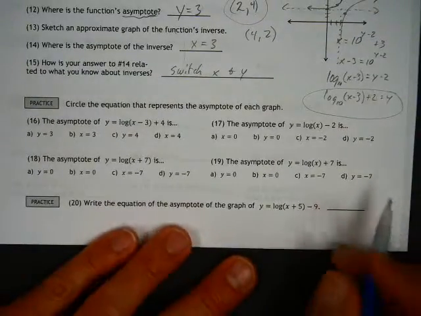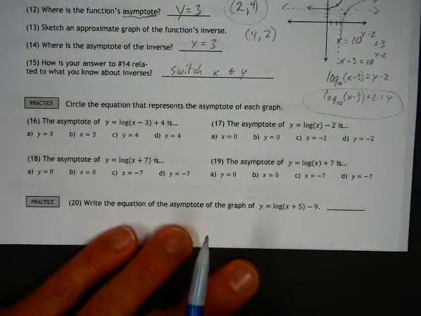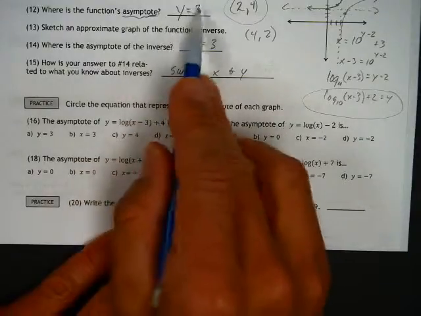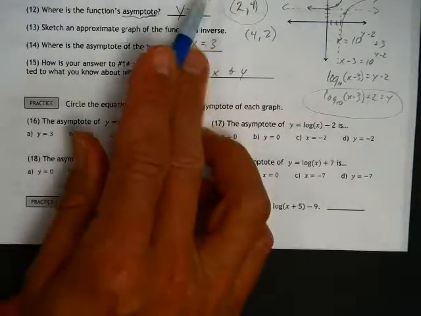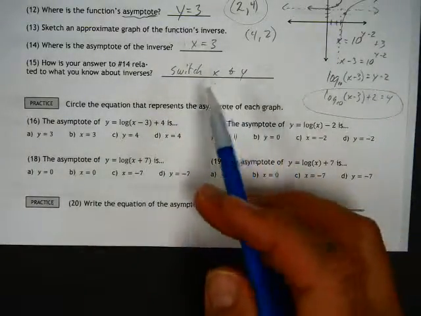So as we look at this section, it is extremely easy if we go back. Now, it was easy enough to say that y equals 3 is the asymptote for the exponential, and so that means x equals 3 will be the asymptote for the others.